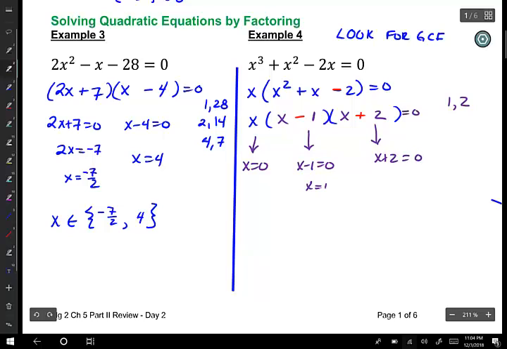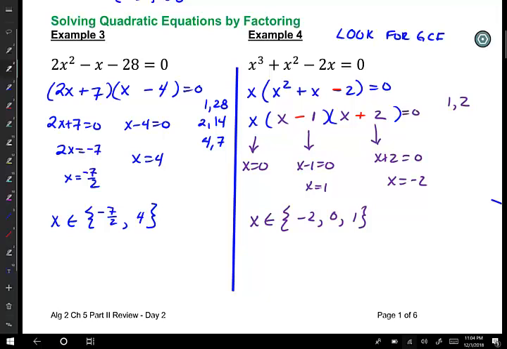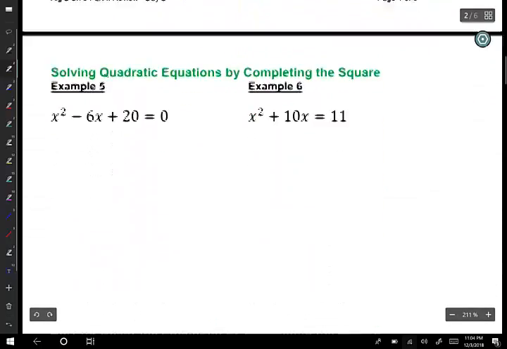And I solve each one. And my answers are negative 2, 0, and 1. Notice I'm trying to put those in the order from least to greatest on the number line. So those are my 3 answers. X is an element of the set of numbers negative 2, 0, and 1.